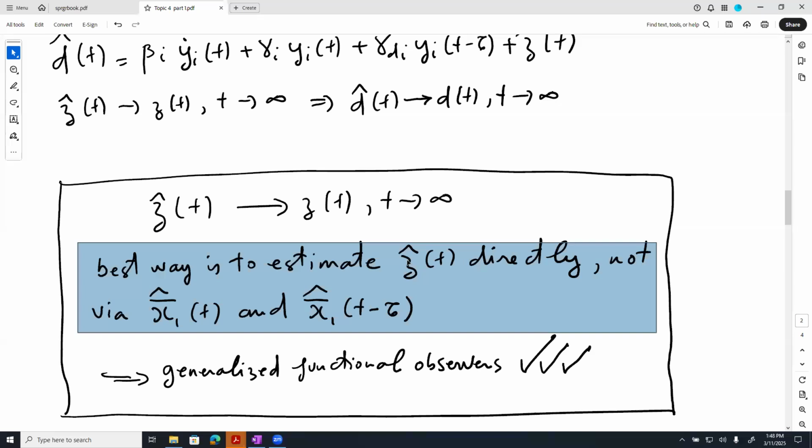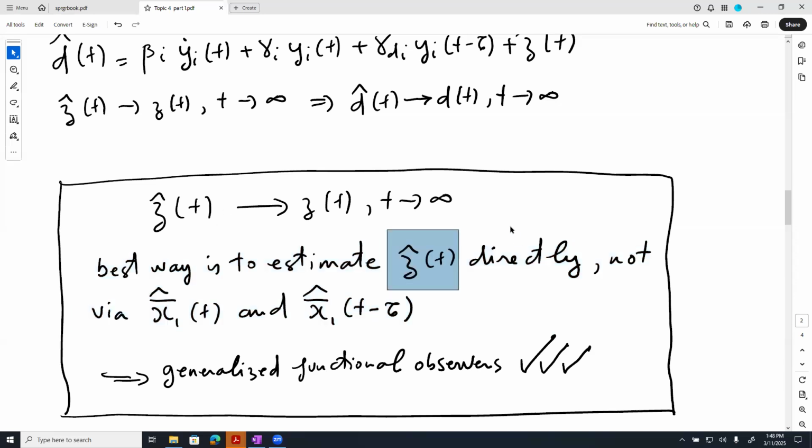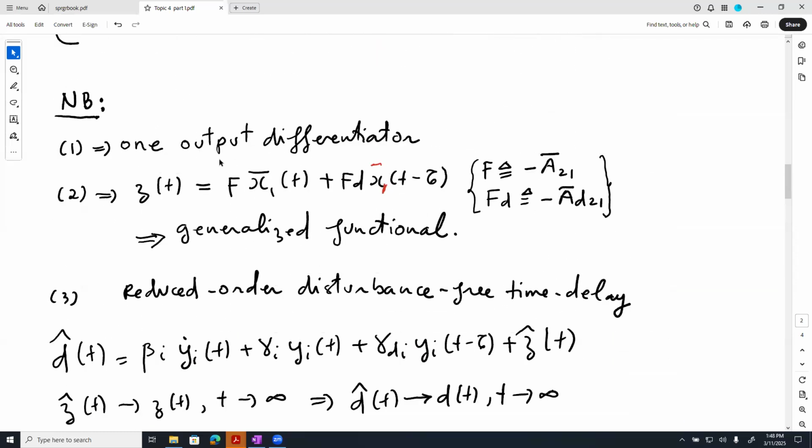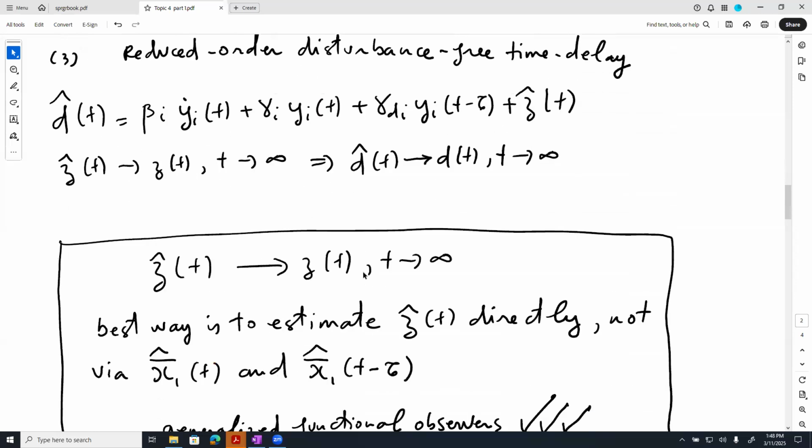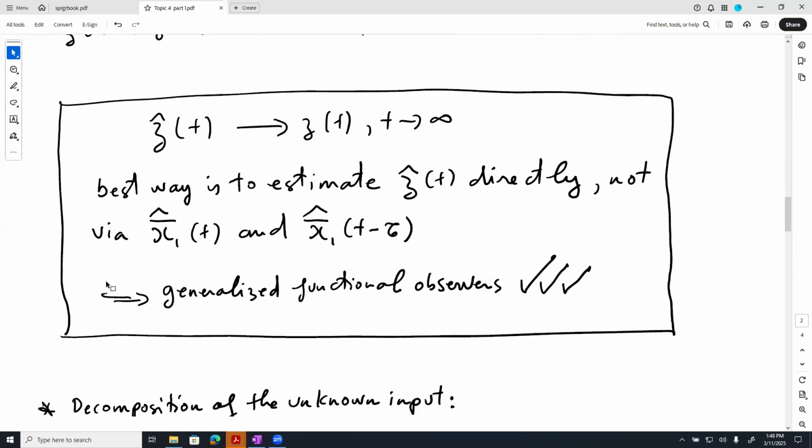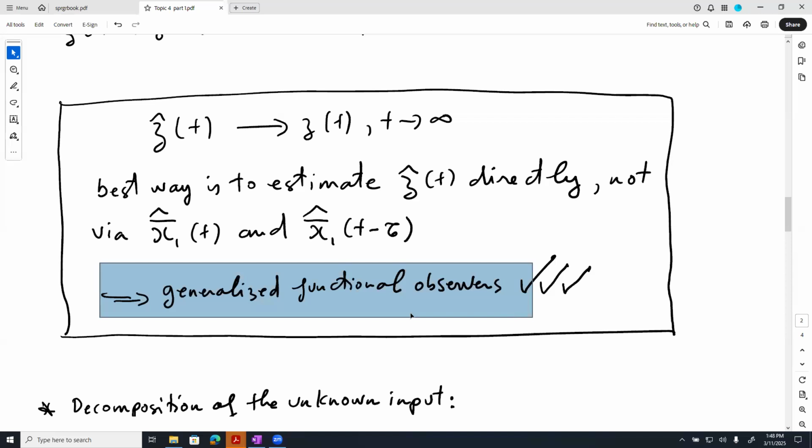But then we can conclude that the best way to estimate this generalized function is to do it directly, not by estimating this functional itself and then another functional itself and then the delay or whatever. No, that's not the way to go. So that comes to the very important contribution of our new book, which is on the systematic design of generalized functional observers for time delay systems.